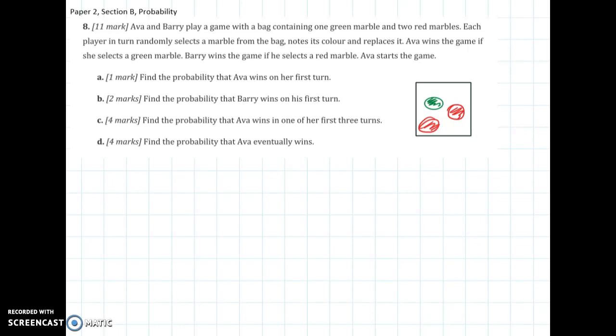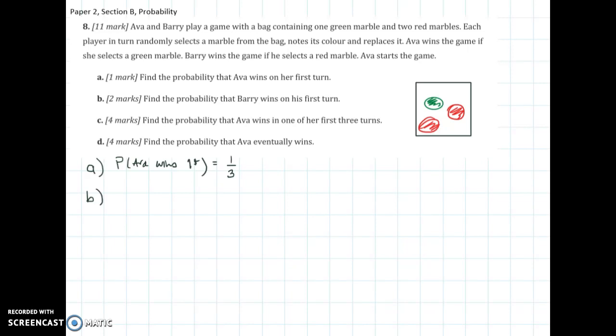So she'll get the hand in, take a marble, look at the color. If it's green, she won. If it's red, it's Barry's turn. For part A, we are asked to find what is the probability that Eva wins on the first turn. So Eva wins first, abbreviation for first turn. So that means that she will put the hand inside the bag and will take a ball, and that ball will turn out to be a green one. And that happens with probability 1/3 because there are 3 balls in total and only one is green.